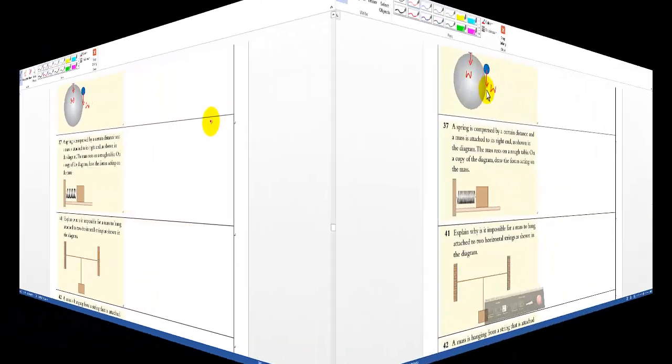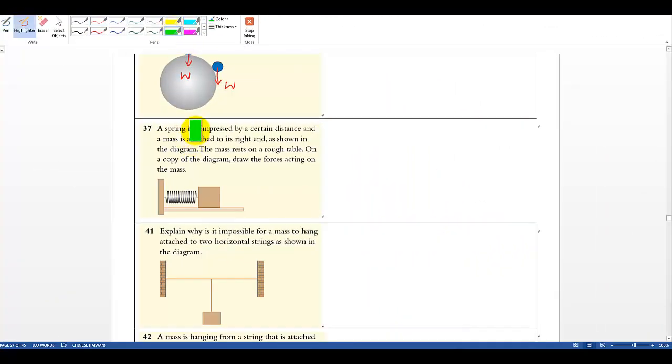Next question. The question says the spring is being compressed. As we said, there will be a restoring force. The spring wants to go back to its original length, which is longer, so there must be a force that pushes the block to the right.